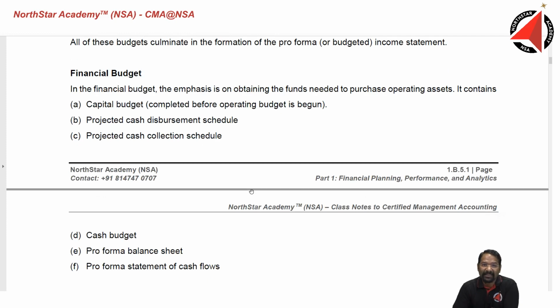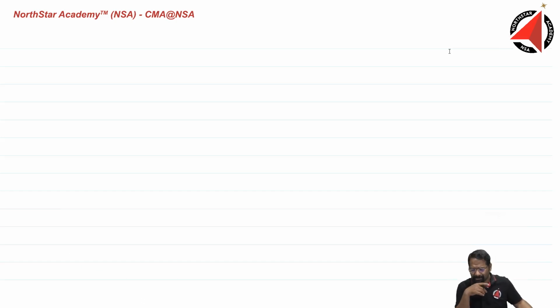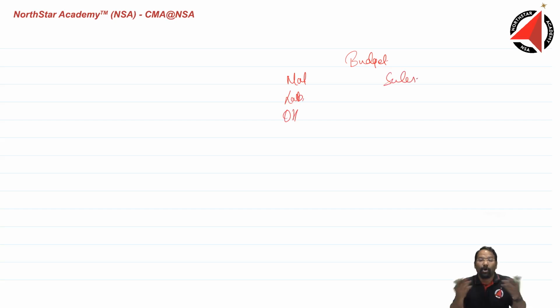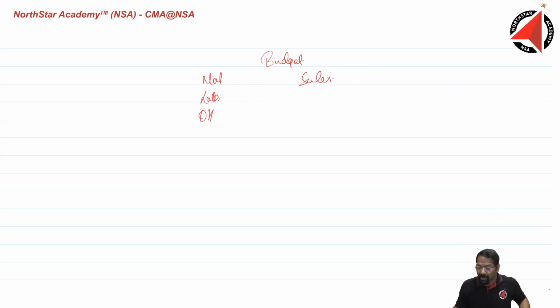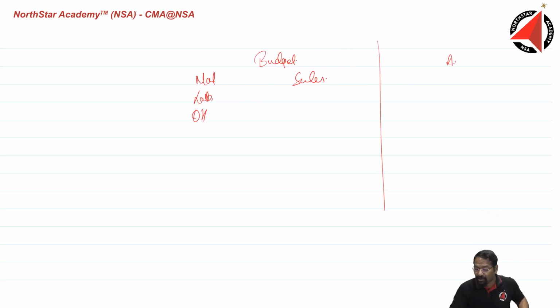All these budgets culminate to the formation of pro forma or budgeted income statement. What is budgeted income statement? When I'm preparing a budget, I'm preparing budget for material, for labor, for overheads, for sales, I'm preparing so many budgets, which eventually I want to compare with actual details, actual sales, actual material, actual labor, actual overheads. So don't you think this actual is my income statement or profit and loss account?